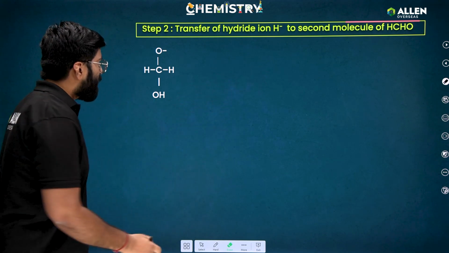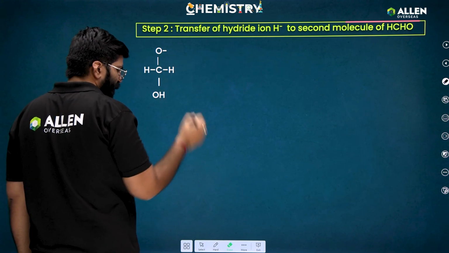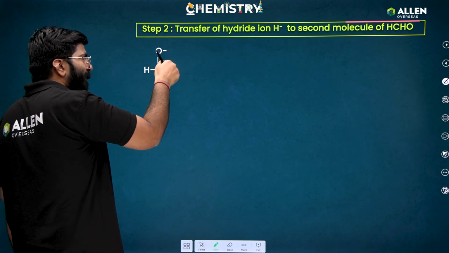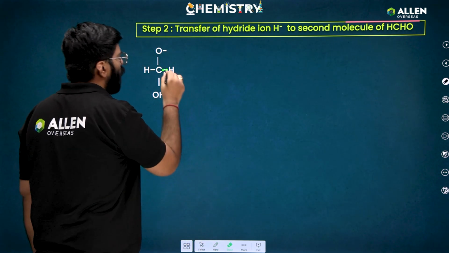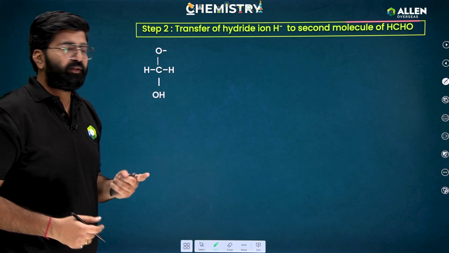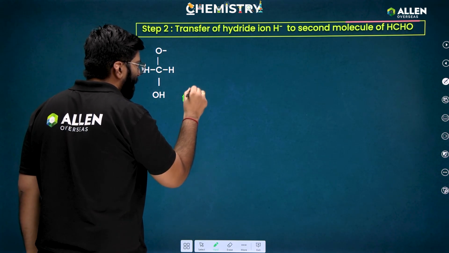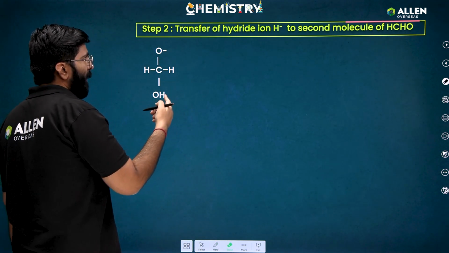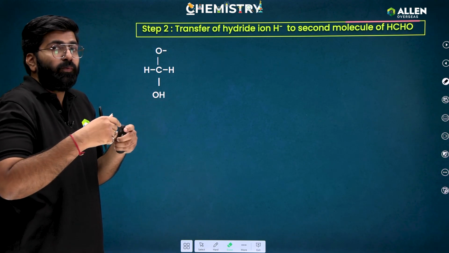Hydride ion means the two electrons which are present over here. These two electrons will be taken by this hydrogen over here, and this will be your hydride ion, like this will be your H minus over here, which will be removed. But if you remember, it is going to be removed, and where will it go?